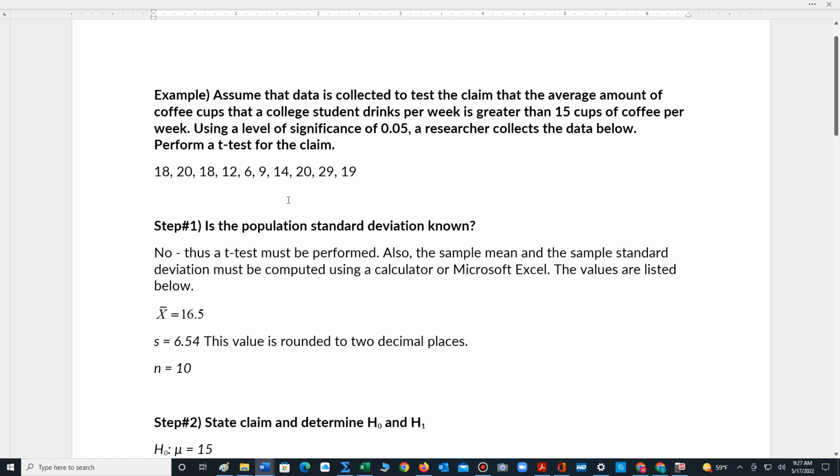It says, assume that data is collected to test a claim that the average amount of coffee cups that a student drinks per week is greater than 15 cups of coffee. Use a level of significance of 0.05. A researcher collects the data below. Perform a t-test. So these are the number of cups of coffee that 10 students have consumed on a weekly basis.